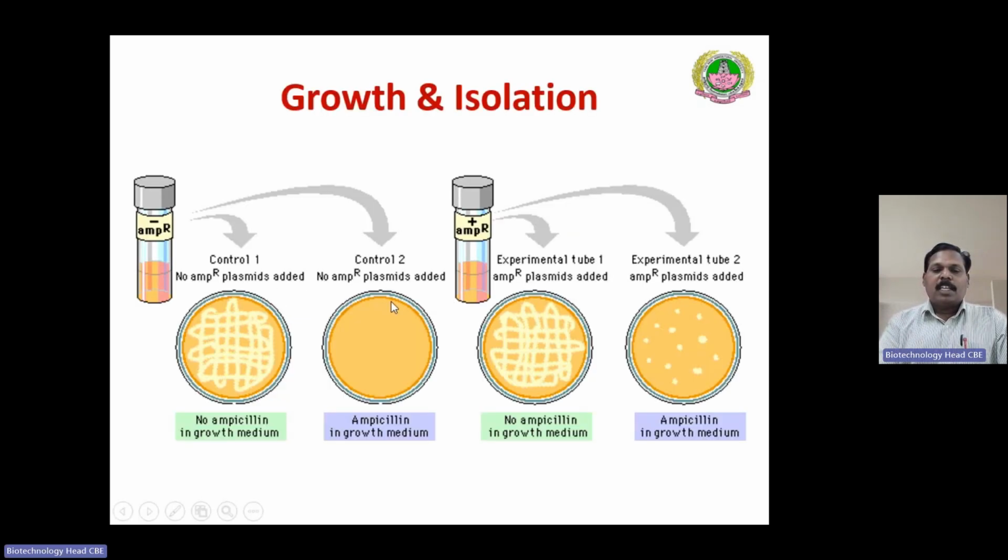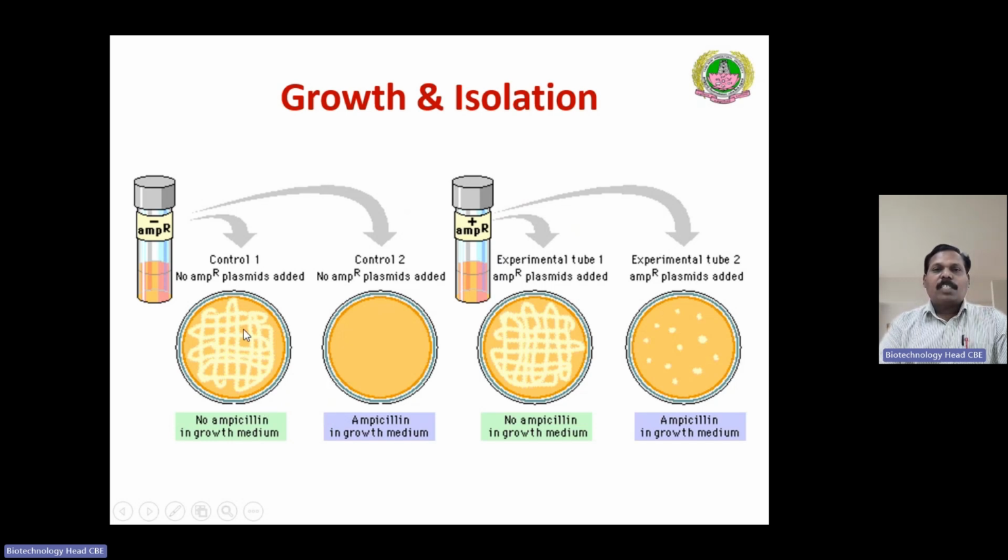So here, this is a comparison of the control tubes and the experimental tubes. In this case, you are going to ligate and transform bacterial cells without an insert, and then they are plated onto a medium without any antibiotic. There is no ampicillin in the growth medium. This will allow the cells to grow because there is no selection pressure deployed in this case.